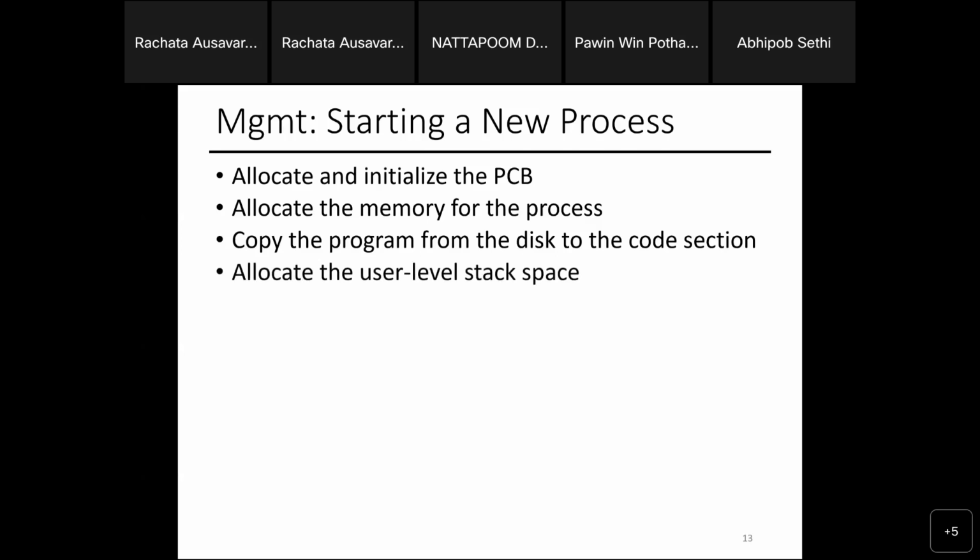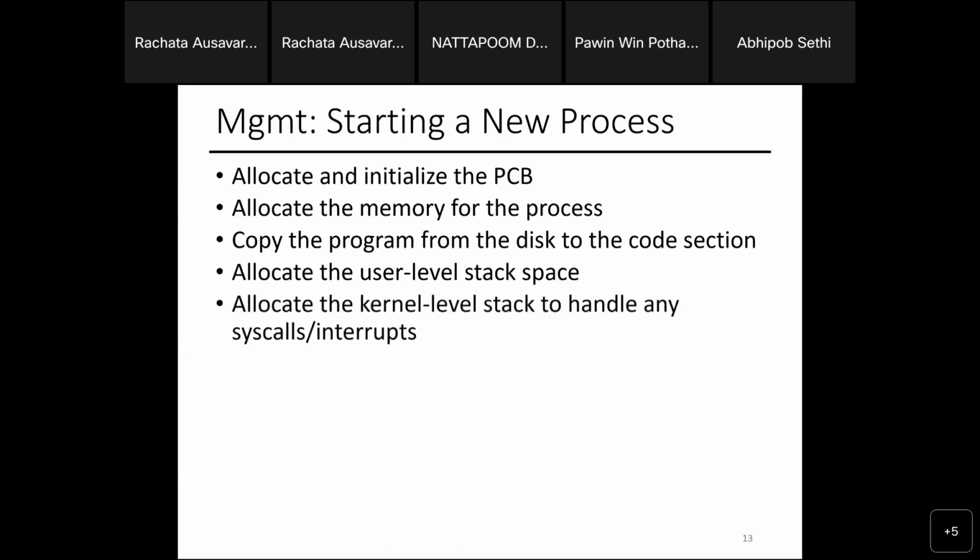So for each user-level stack space, from the user land, if I need the stack, I allocate it. Basically, if I need anything in the RAM, make sure you allocate that from the kernel. Manage it for the user. Then allocate the kernel-level stack to handle any system calls and interrupts. We'll go into this soon after the break.